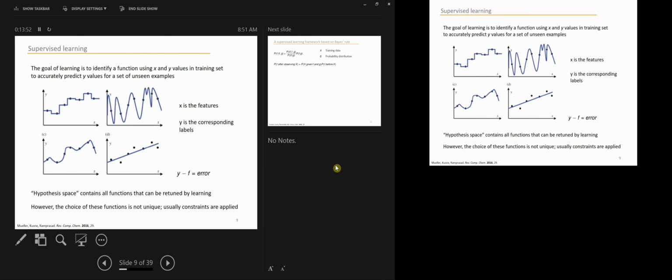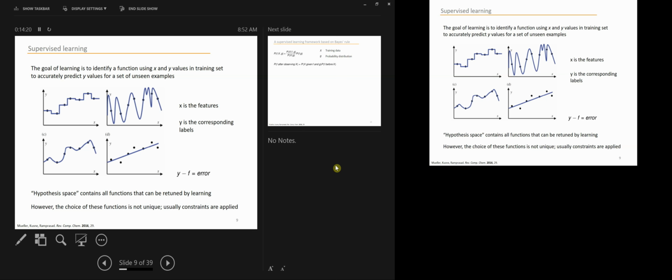So for supervised learning, let's assume that X is the set of our feature or variables and Y is the corresponding label. The goal of any supervised learning is to identify a function using X and Y in the training set that is later able to accurately predict the Y values of the unseen examples. Here, for example, in this figure, you see that we have a set of data with X and Y. So this is basically our training set.